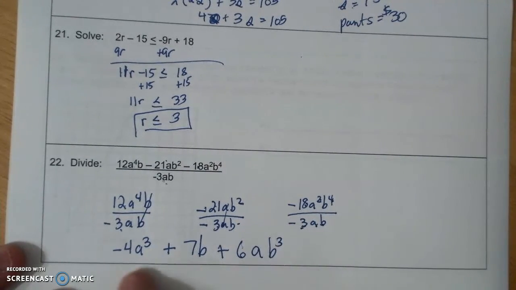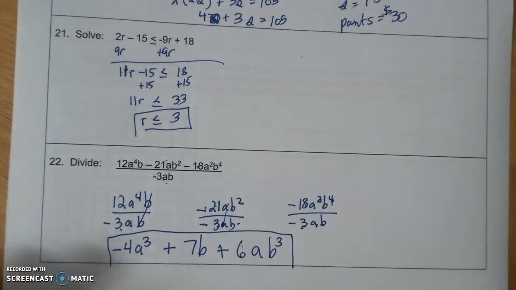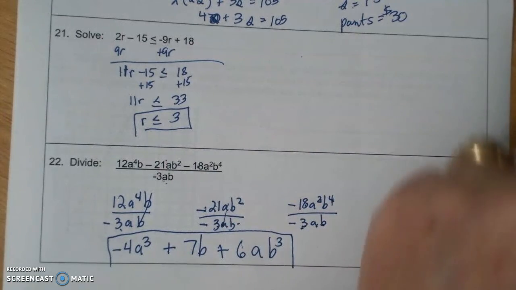There's not A's consistently, there's not B's consistently. This is your answer. That is page 3 of the Unit 12 review.